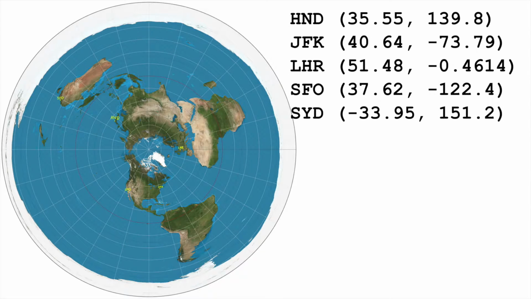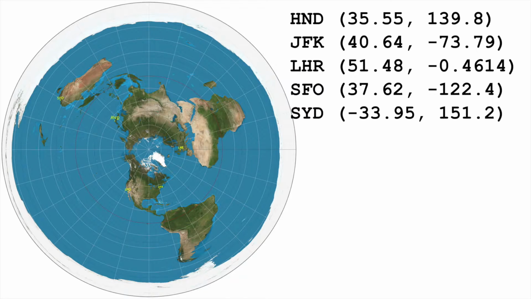HND is Tokyo International Airport. JFK, John F. Kennedy International Airport in New York. LHR is London Heathrow Airport. SFO is San Francisco Airport. And SYD is Sydney International Airport.